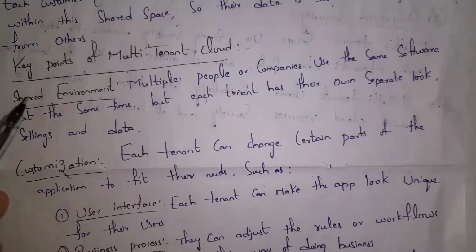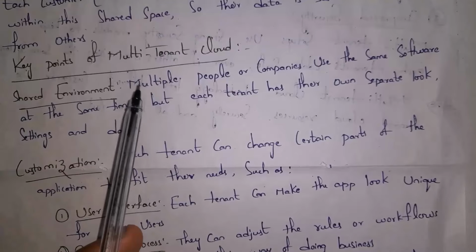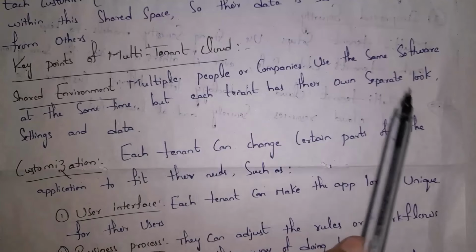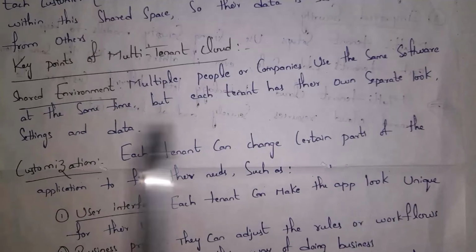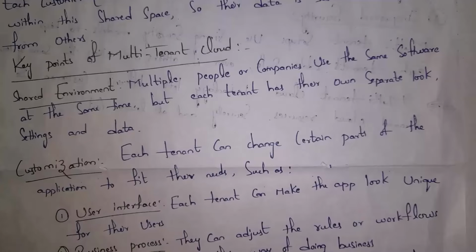Guys, these are key points of multi-tenant cloud. And the first one is shared environment. Multiple people or company use the same software at the same time, but each customer has their own separate look, settings and data. As many people will use same software at a time in cloud, but all are independent.